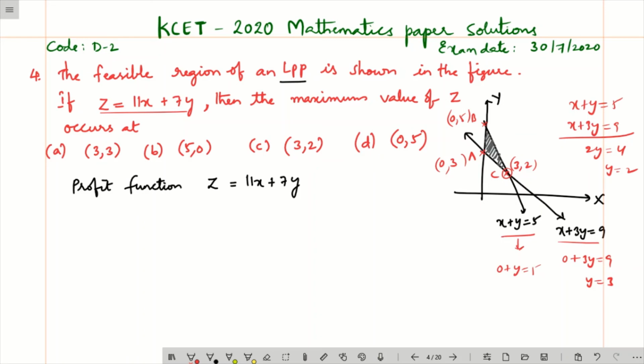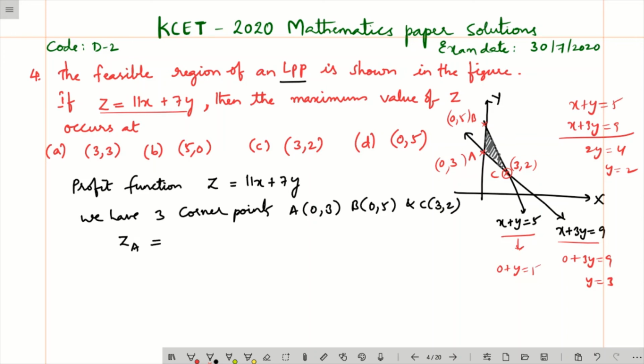Okay, we have 3 corner points A, B, C. So what are they? A 0, 3, B 0, 5, and C 3, 2. Now let's substitute these 3 points in the profit function to find where you are getting maximum and minimum. So ZA, the profit function at point A, is equal to 11 into 0 plus 7 into 3. You are getting 21.